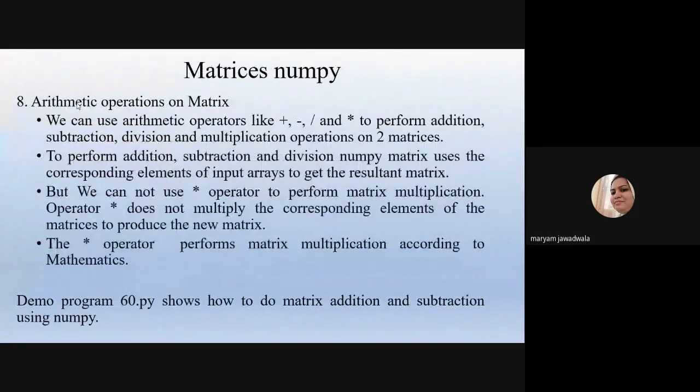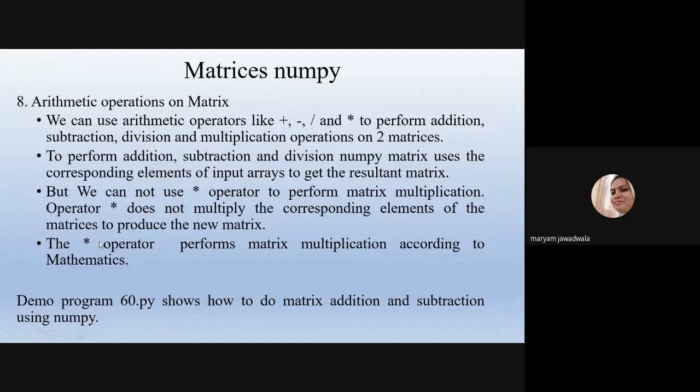Okay, this is all about the plus, minus, and division operators. But what happens if I want to multiply two matrices? We cannot use the multiply operator. This asterisk sign is used for multiplication, so we cannot use this asterisk operator to perform matrix multiplication. Why? Because this operator multiplies the corresponding elements of the matrices to produce the new matrix.